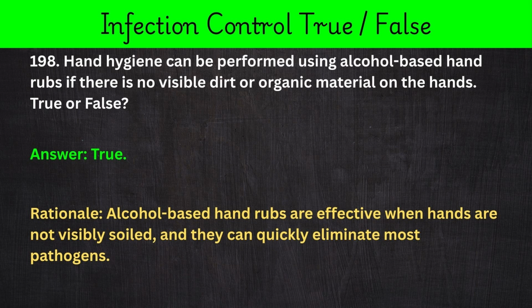198. Hand hygiene can be performed using alcohol-based hand rubs if there is no visible dirt or organic material on the hands. True or false? Answer: true. Rationale: alcohol-based hand rubs are effective when hands are not visibly soiled, and they can quickly eliminate most pathogens.